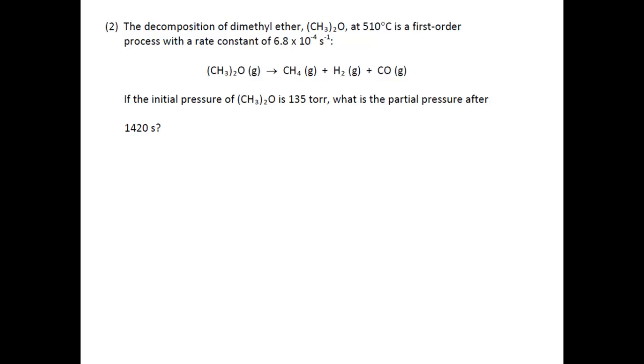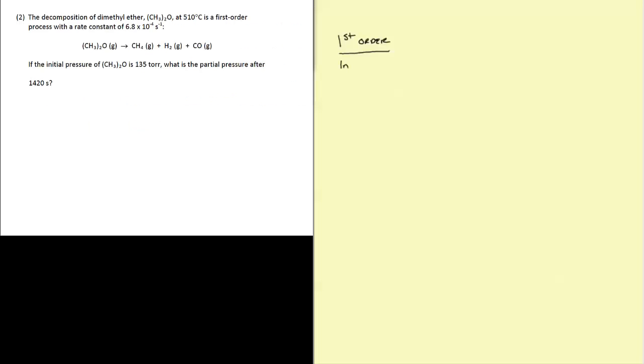Again, the question tells you it's a first order process, but even if the question did not tell you, you could probably gather that from the rate constant unit. Per second is quite obviously a unit associated with first order kinetics. If it was per molar per second, then you would identify it as a second order kinetic unit. Again, this question clearly states that it's a first order process.